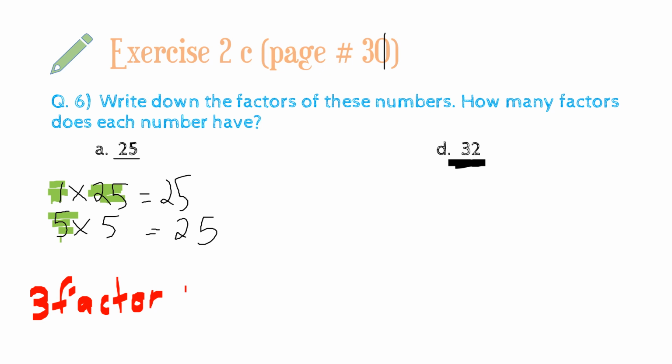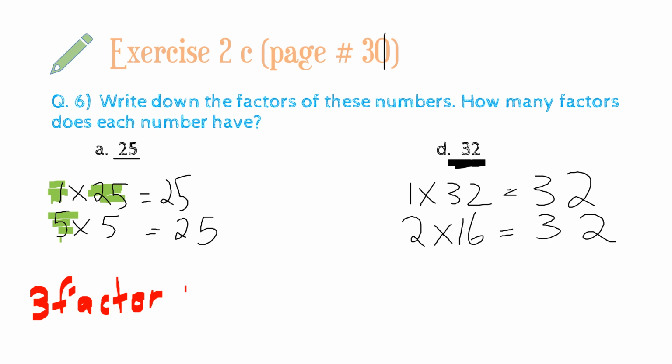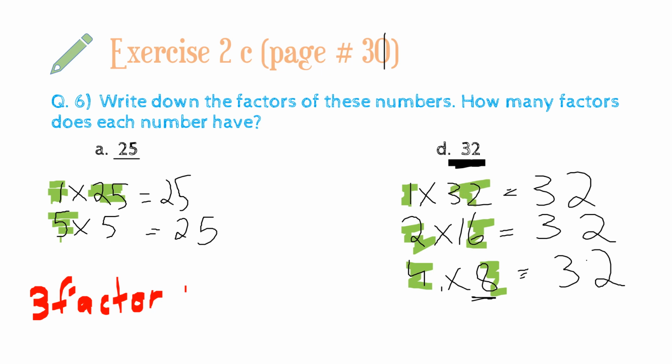Now let's see how many factors 32 has. First is 1 times 32. Then if you check by 2, then 2 sixteens are 32. Then 3 cannot divide 32. 4, 8s are 32. 5 cannot divide. 6 cannot divide. 7 cannot divide. And if we check 8, 8 fours, it's already written here. So when a number starts repeating, then you stop. So how many factors does 32 have? Let's count. 1, 2, 4, 8, 16 and 32. So 32 has 6 factors.